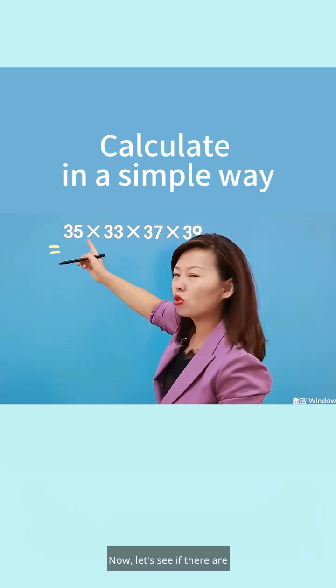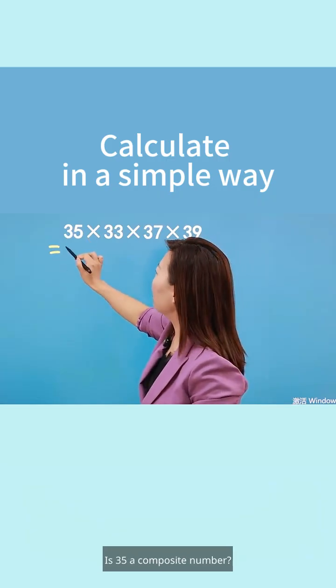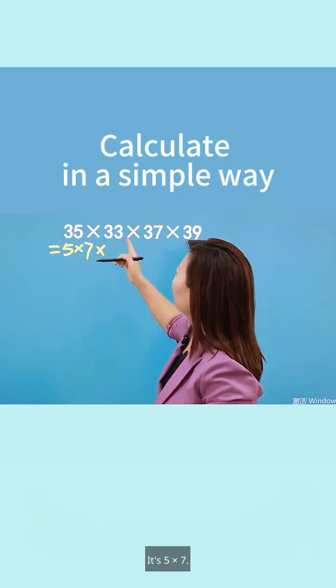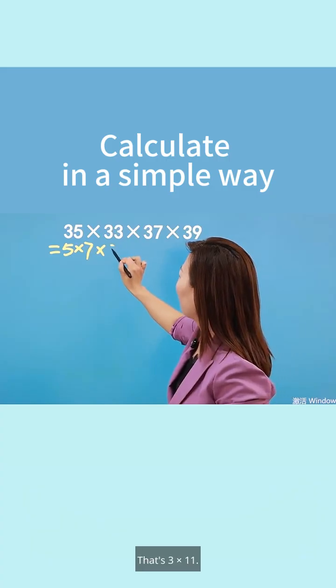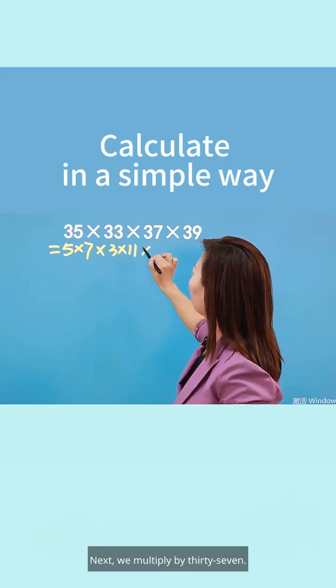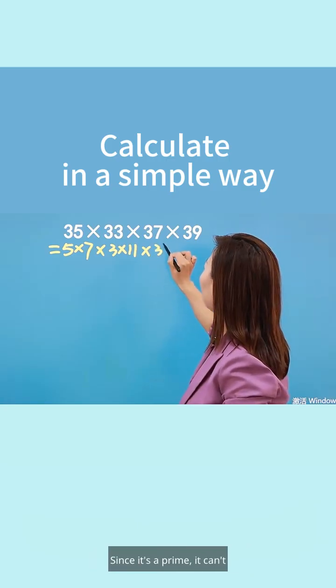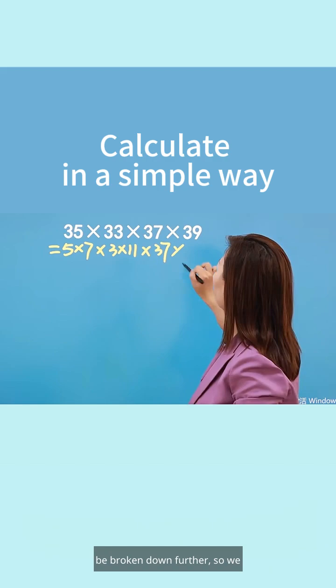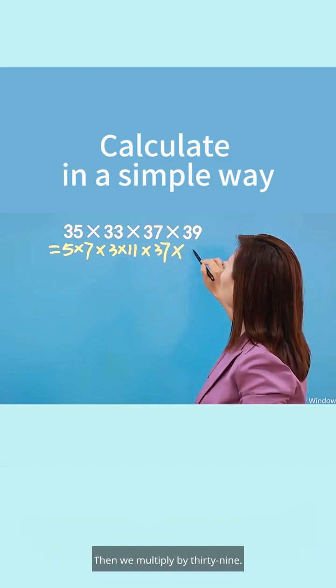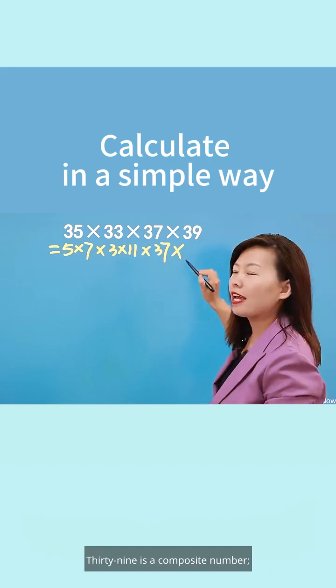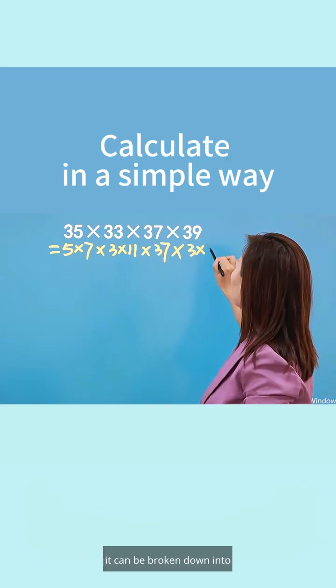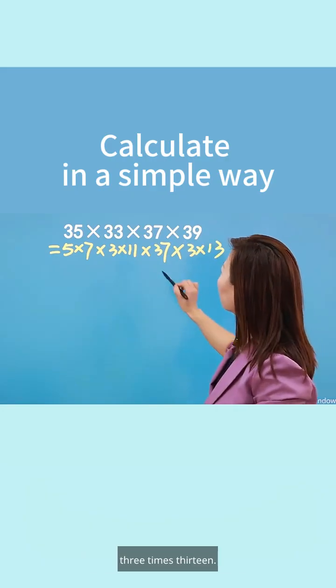Now, let's see if there are any composite numbers here. Is 35 a composite number? It's 5 times 7, and 33, that's 3 times 11. Next, we multiply by 37. Is 37 a prime number? Since it's a prime, it can't be broken down further, so we still write 37 as it is. Then we multiply by 39. 39 is a composite number. It can be broken down into 3 times 13.